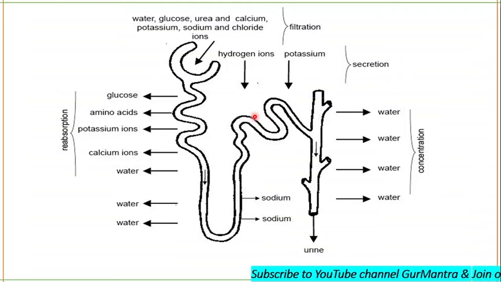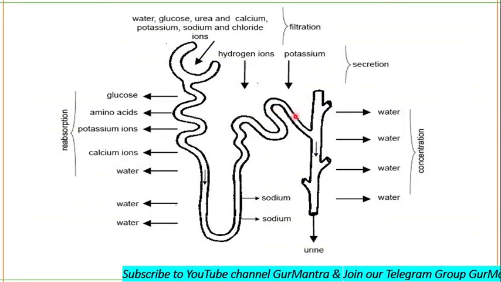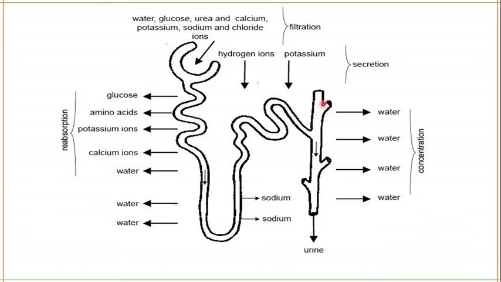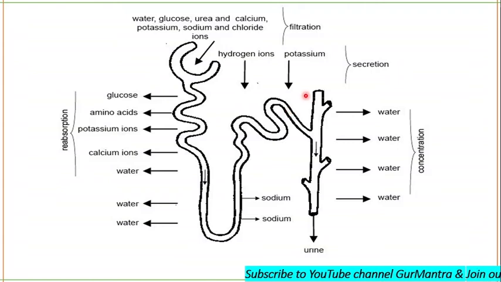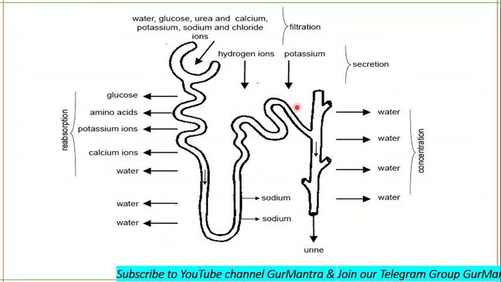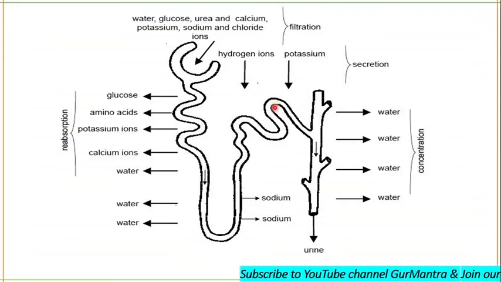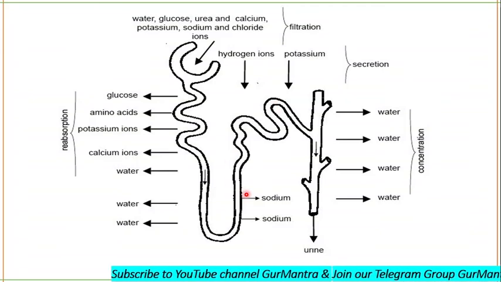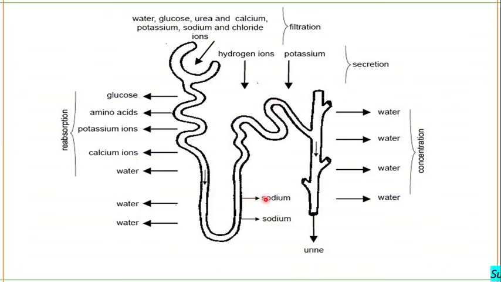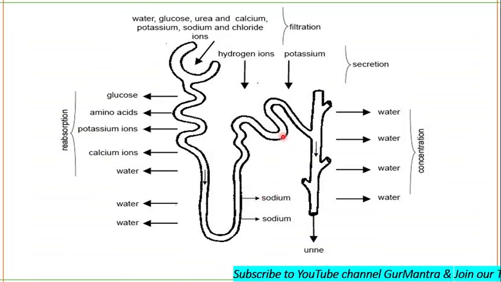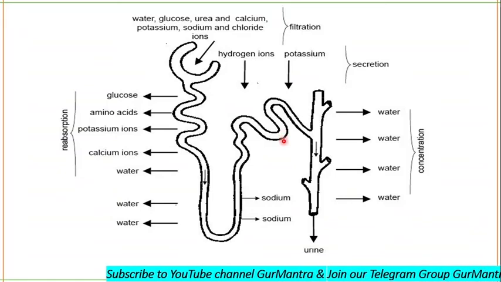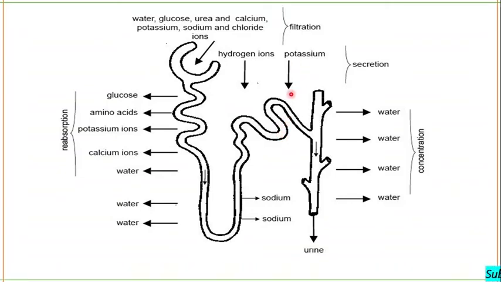Okay, and the late distal convoluted tubule and cortical connecting tubule have two types of cells. I told you I will tell you about principal cells. They have principal cells and intercalated cells. The principal cell will reabsorb water and sodium from the lumen and secrete potassium into the lumen.